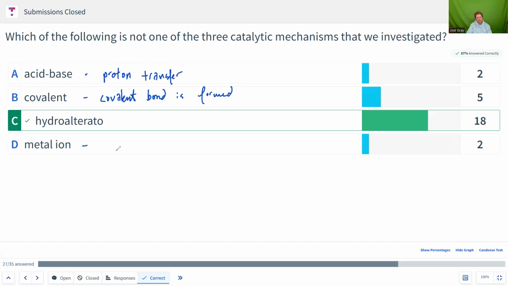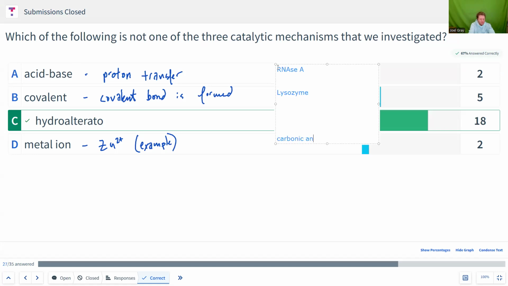And then metal ion catalysis. We only have a metal ion, zinc, Zn2+. I'm just going to put an example there. Zinc basically gave our enzyme, in that case carbonic anhydrase, an ability that it otherwise did not have. Now, just as a quick rundown, I'm going to add these: RNase A, and then this was lysozyme, and then last but not least, carbonic anhydrase. So those were our enzymes that we looked at for each one of those different answer options.